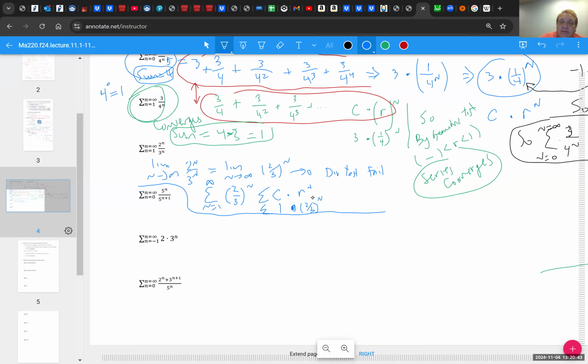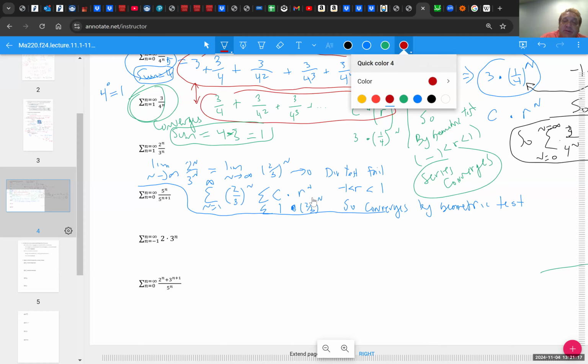So this is the sum of c times r to the n, where the c value is 1 and the r value is 2/3. So we know that r is between -1 and 1. 2/3 is between -1 and 1. So this converges. As simple as that. It converges by the geometric test. It follows the format of c times r to the n, and the r value is between -1 and 1. So therefore, we know it converges. We're done. Converges. Yay.